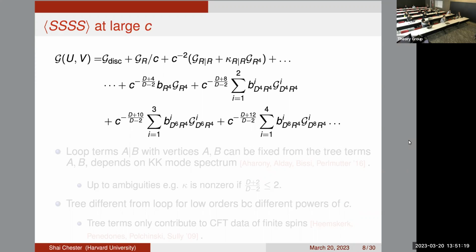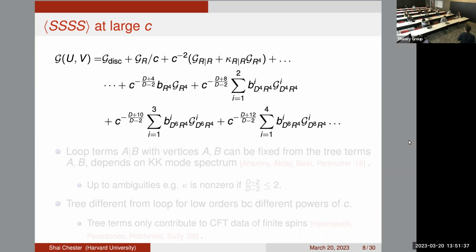And that's why I write this kappa. This is some numerical coefficient, which is as yet unfixed. So it's not just fixed by these general constraints. So then on the lower lines, I write the higher derivative corrections and how they contribute to this formula. And the reason why you have this funny fractional power of C just follows from dimensional analysis.